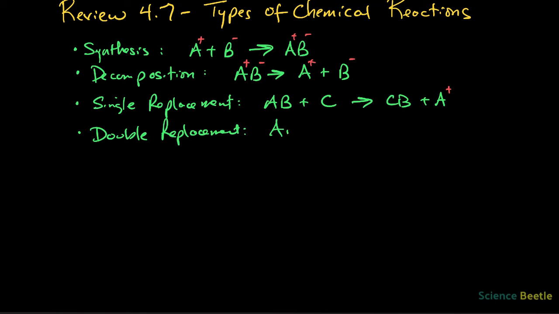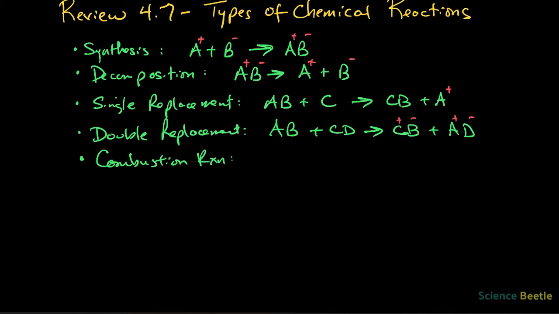And the double replacement involved a compound AB reacting with compound CD. And here we would have C replacing A to form CB, and then you would have A and D identified there to be the other product that we would form. There was one other type of reaction that we had talked about in terms of the big five, and that was going to be the combustion reaction. And so the combustion reaction here would have been a hydrocarbon reacting with oxygen to form two compounds, carbon dioxide and water. And so these were the types of reactions that we had talked about before.